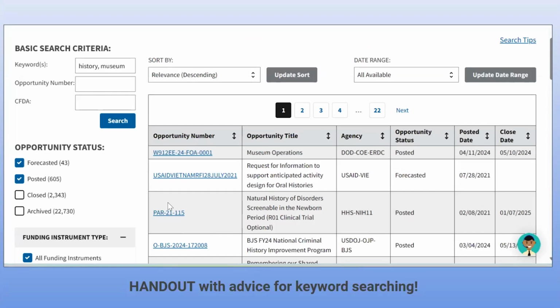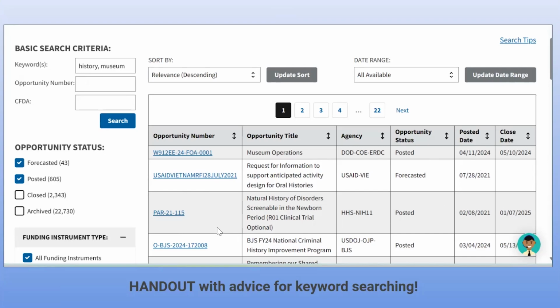Now, again, I did History Museum just to see what came up, and we found roughly 605 posted applications in the federal system that mentions something about history and museums, right? Forecasted means it's coming up in the future. Posted means it's accepting applications right now. So you'll see, for example, this one, museum operations. It was posted on the 11th, and the due date is, we've got just a few days. We've got 7 days to get this baby in. Not enough time for a federal grant.